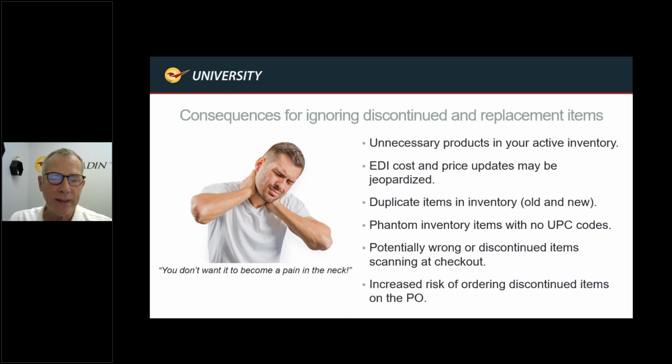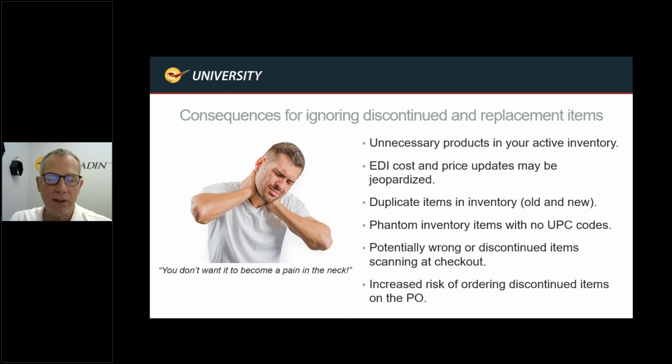If you do it on a regular basis, every time you get an EDI, it's going to be super simple, quick, and easy. But if you let it go for a couple of years without doing anything, you're probably going to find a lot of discontinued and replacement products in your system, which means you're going to have unnecessary products in your active inventory. The EDI cost and price updates may be jeopardized because it's not going to the right barcode or part number, because you might have duplicate items, both the old item and the new replacement item. Phantom inventory items can happen as well.